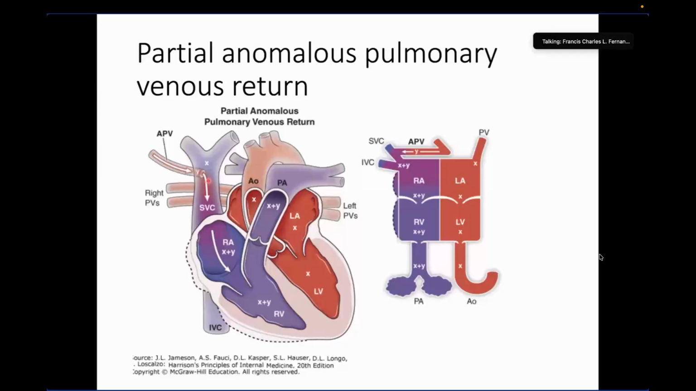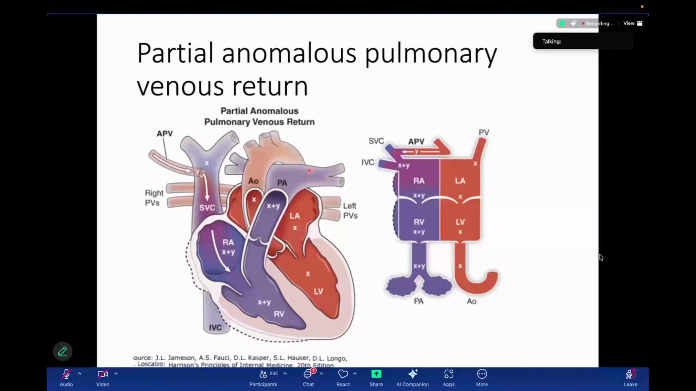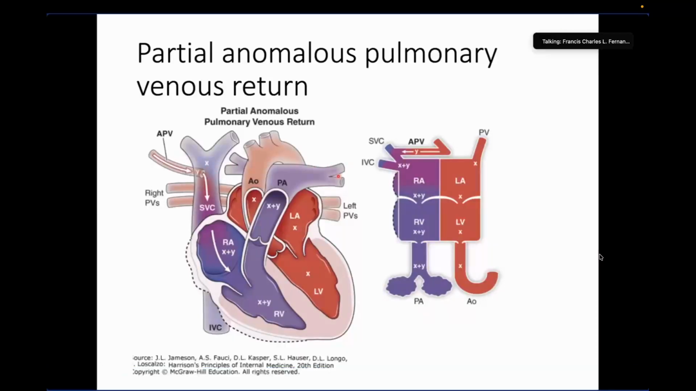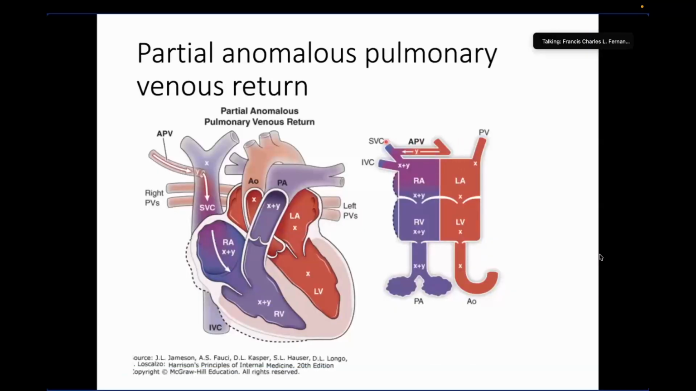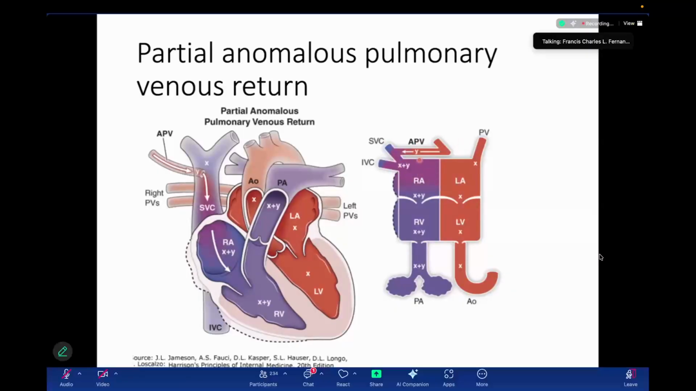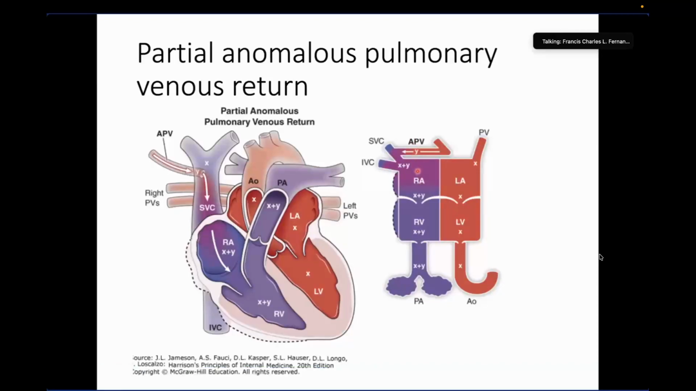What is not okay is total anomalous pulmonary venous return. That's the problem. With partial, it's fine. But depending on the shunt size, from the superior vena cava, it's mixed. Instead of this going back to the LA, it goes to the superior vena cava. So you see a gradient of oxygenated blood into the right atrium.